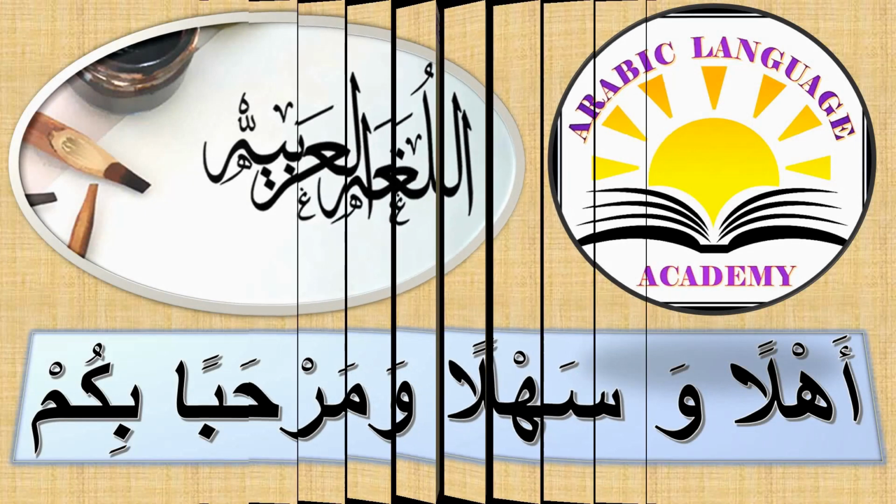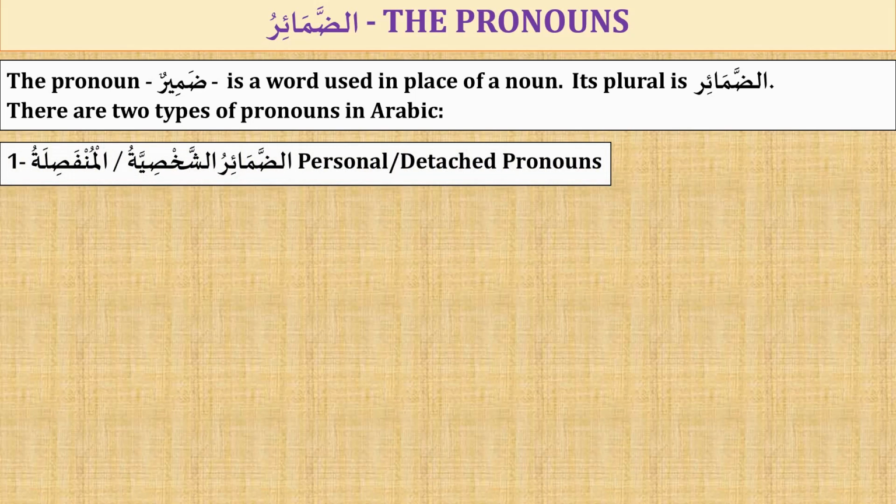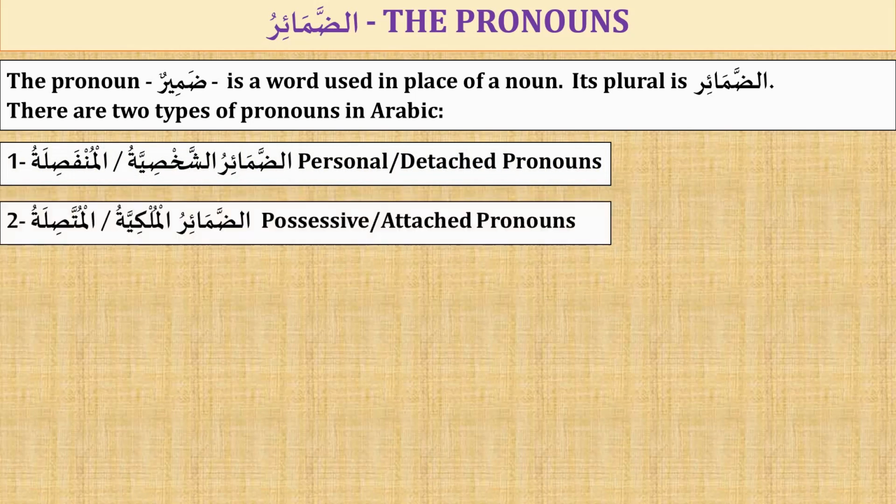In today's lesson we are going to learn الضمائر, the pronouns, inshallah. The pronoun in Arabic means ضمير, is a word used in place of a noun. Its plural is الضمائر, the pronouns. There are two types of pronouns in Arabic. First one الضمائر الشخصية أو المنفصلة, and the second one الضمائر الملكية أو المتصلة, possessive or attached pronouns.